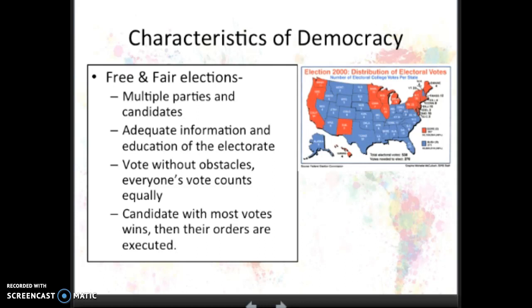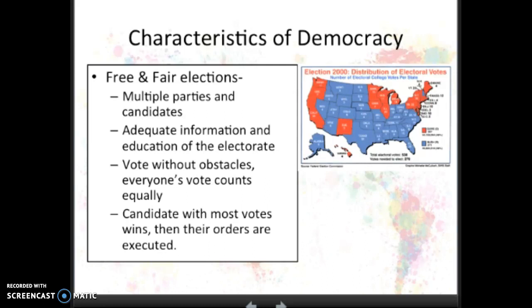There's going to be information, and correct information, education of the electorate. You're going to be able to vote without obstacles. So any kind of thing that would disenfranchise voters, like poll taxes, or obstacles like very strict voter ID laws that might make it harder for certain demographics of people to vote.